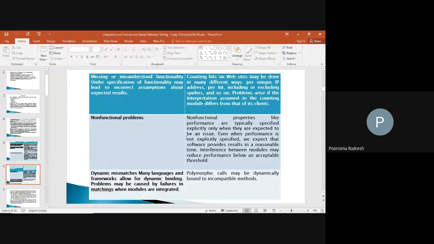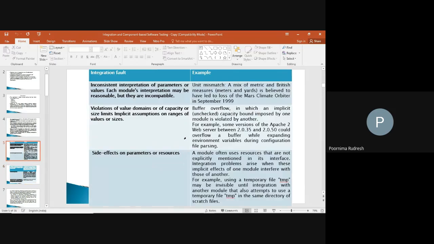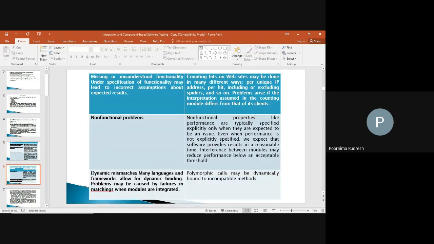Here, because many languages and frameworks allow for dynamic binding, problems will be caused by failures in mismatching when modules are integrated. Means when different modules are integrated, then in the dynamic binding, the mismatching problem arises. So these different types of faults I explained in the last class in detail. Here I'm just briefing it. So here we have six different types of integration faults and the corresponding examples for each fault.